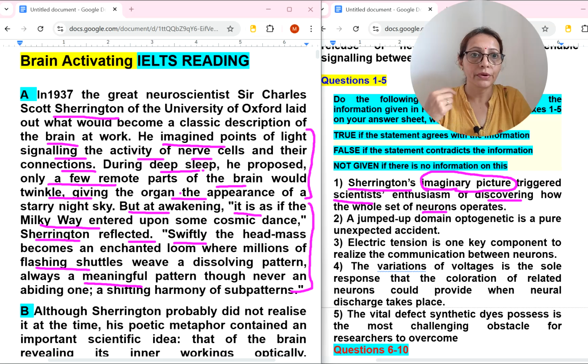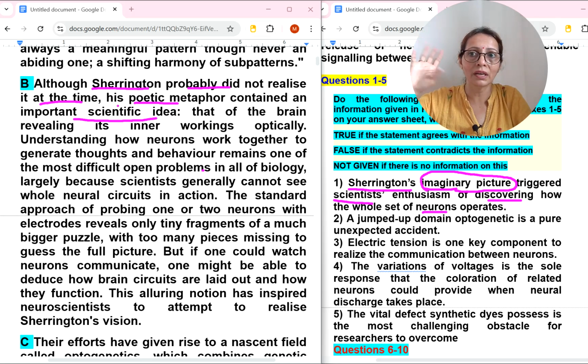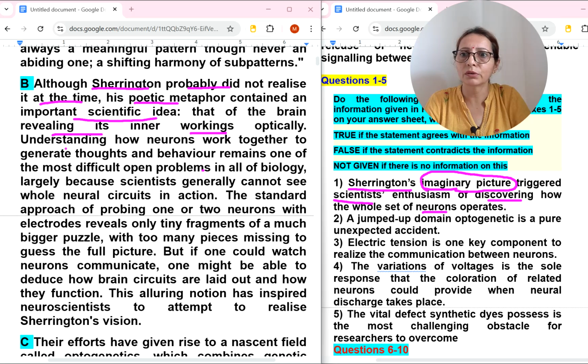So let's go to the next paragraph, because the word scientist I couldn't get. Let's analyze the second also. I have to move. Okay, next: although Sherrington probably did not realize it at the time, his poetic metaphor contained an important scientific idea, that of the brain revealing its inner workings optically. Understanding how neurons work together to generate ideas is one of the most difficult open problems in all of biology, largely because the scientist word is there.